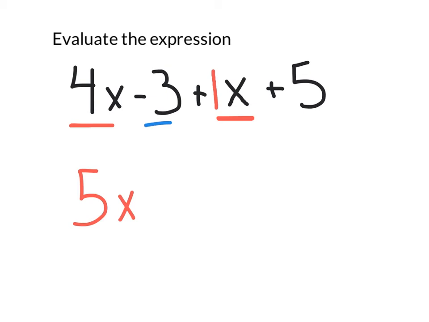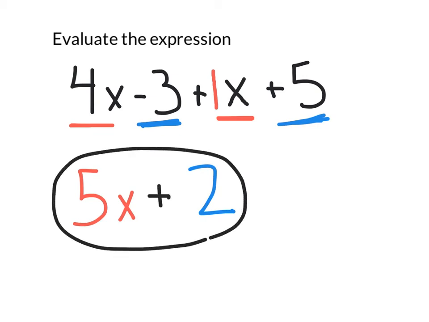Now let's look at our constant terms. The like terms here are negative 3, taking that negative sign in front, and 5. If we do negative 3 plus 5, that's going to give us a total of 2 for our constant terms. So our final answer is going to be 5x plus 2.